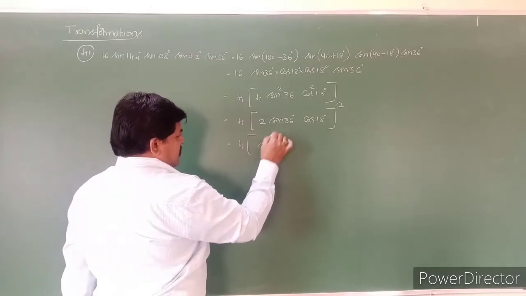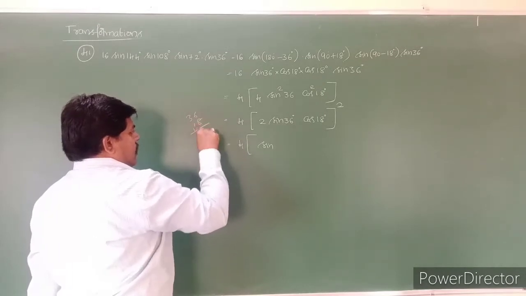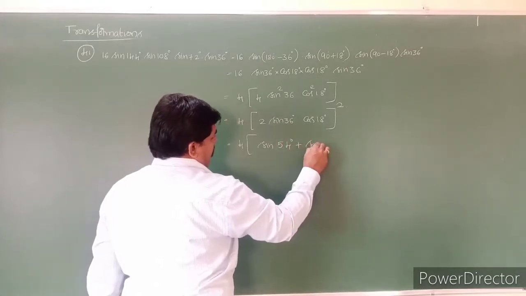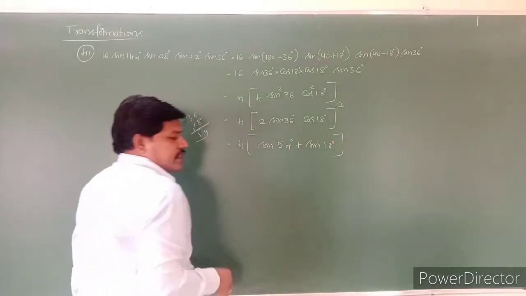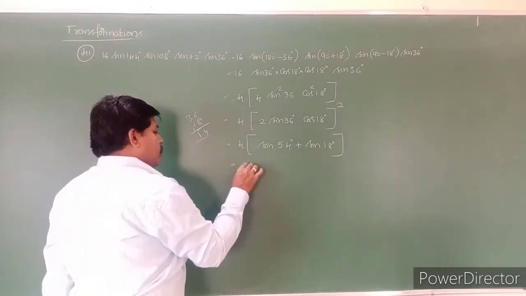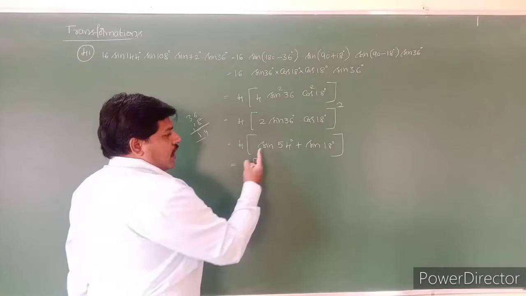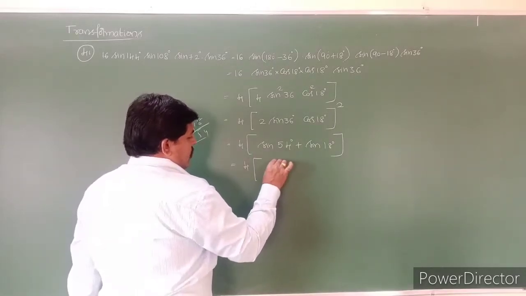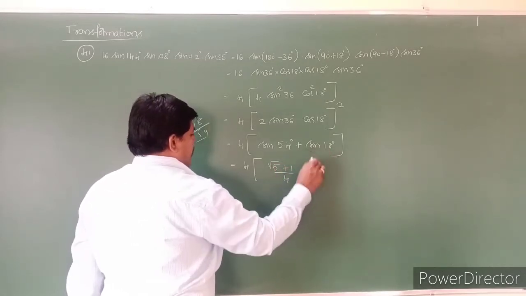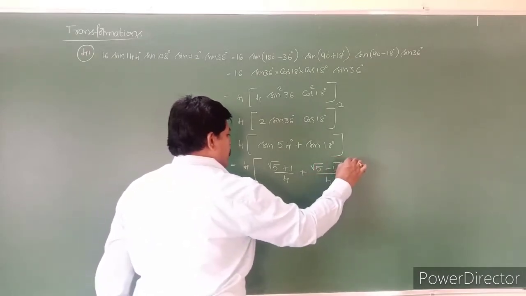So that is nothing but sin of A plus B, which is 36 plus 18, so sin 54 degrees, plus sin of A minus B, which is 18 degrees. Sin 54 plus sin 18 degrees. So that is nothing but 4 into sin 54, and sin 54 and cos 36 both are the same. That value is nothing but root 5 plus 1 by 4, plus sin 18. Sin 18 is nothing but root 5 minus 1 by 4, whole square.